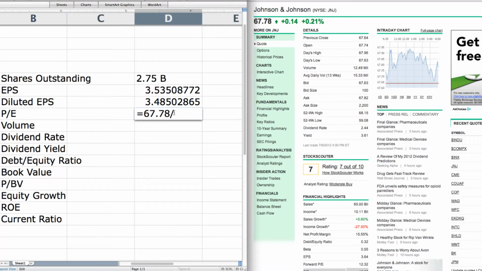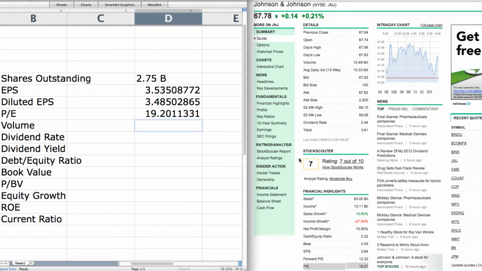So we're going to hit the division sign. Our EPS is 3.53. I'm just going to use the standard EPS and not the diluted. When I hit enter, it's $19.20. It's actually 19.20 with no units because you're dividing dollars by dollars. But if you're going to say the sentence, you could say for every $19.20 I spend on this company, I can expect $1 a year later.